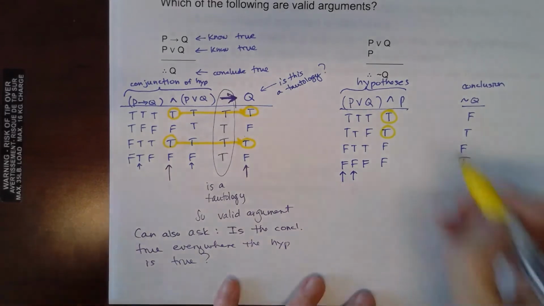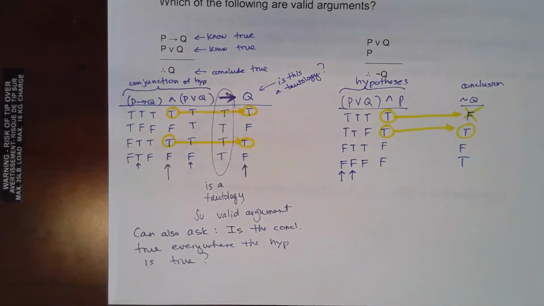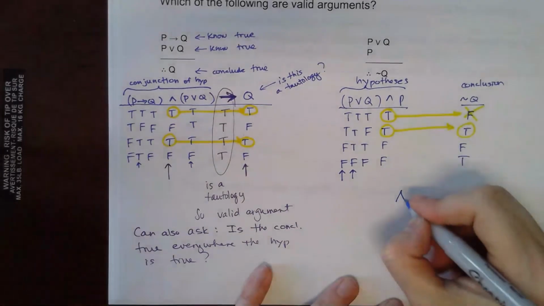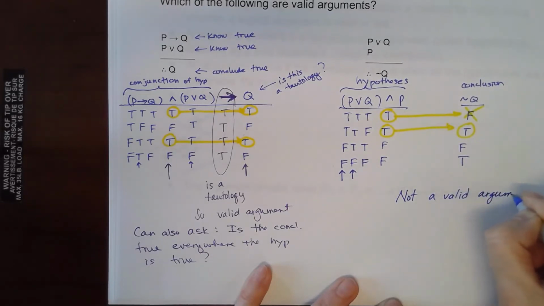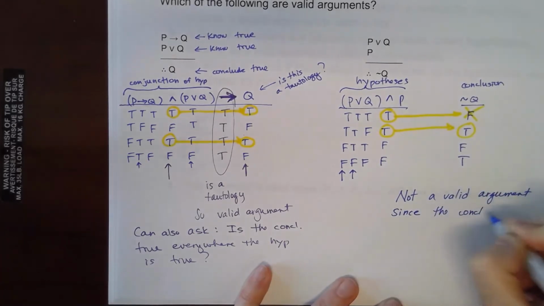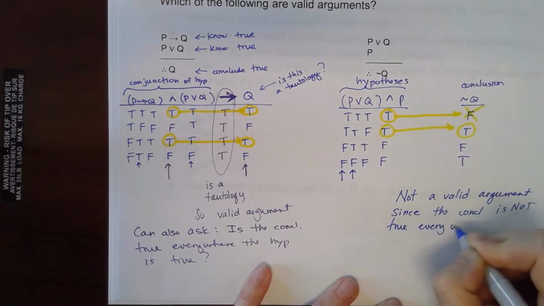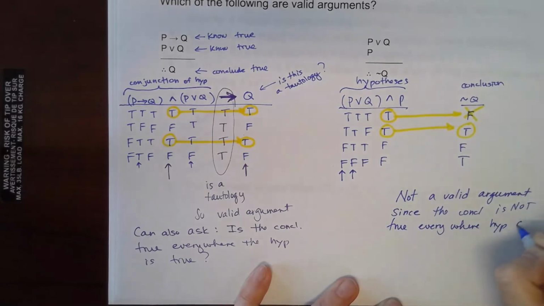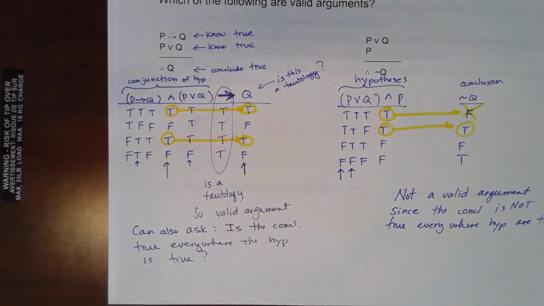Okay. And now I check. Okay, do we get trues on both of those? Okay, yeah, there, but this one, okay, is not. So this is not a valid argument, since the conclusion is not true everywhere the hypothesis is true. Well, the hypotheses are true. So that's a good way to shorten your work.